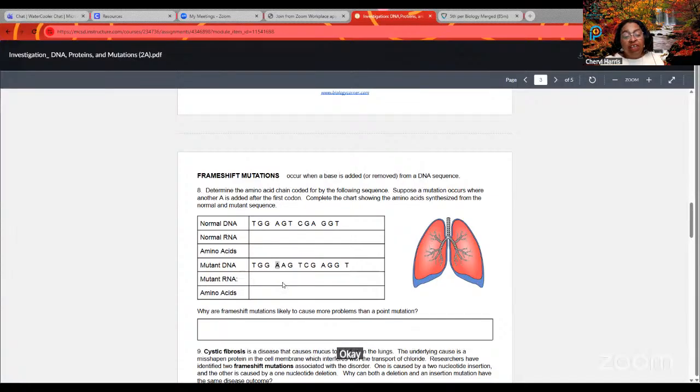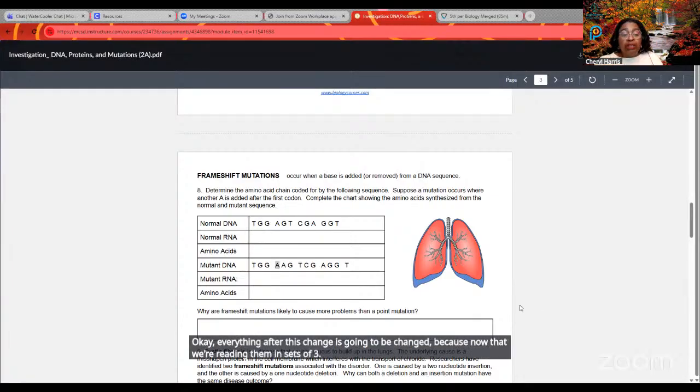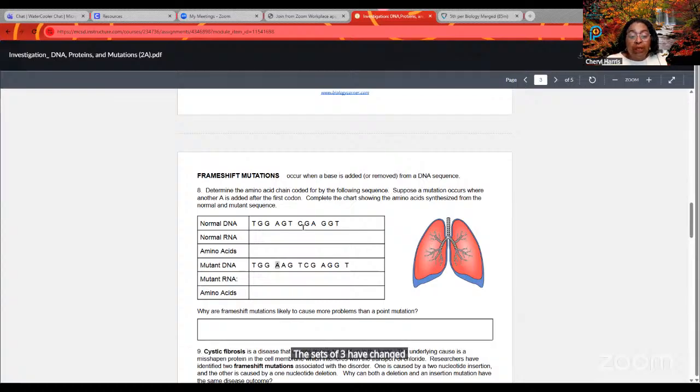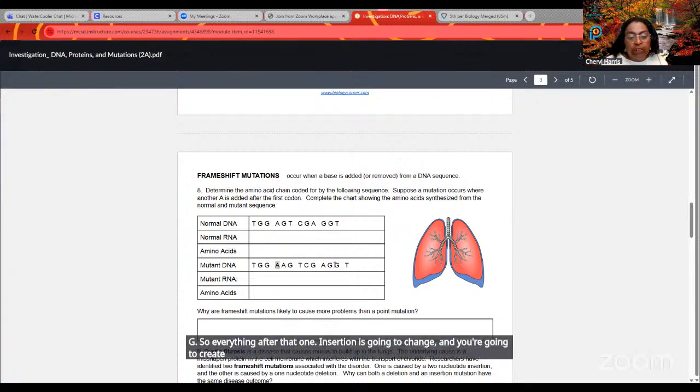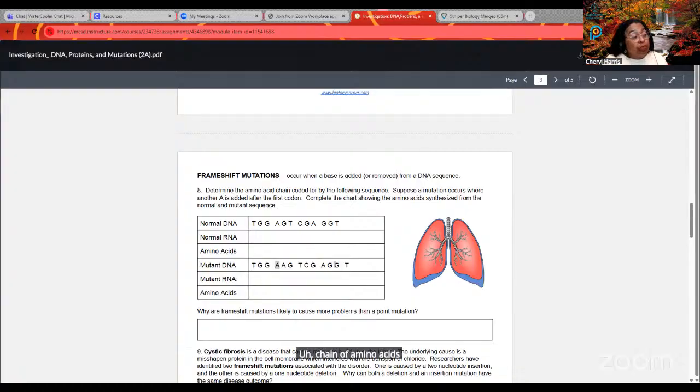Okay, everything after this change is going to be changed because now that we're reading them in sets of 3, the sets of 3 have changed. So notice up here we had CGA, now we've got TCG because it's shifted over one. And up here we have GGT, now we've got AGG. So everything after that one insertion is going to change, and you're going to create an entirely different chain of amino acids, therefore a different protein.